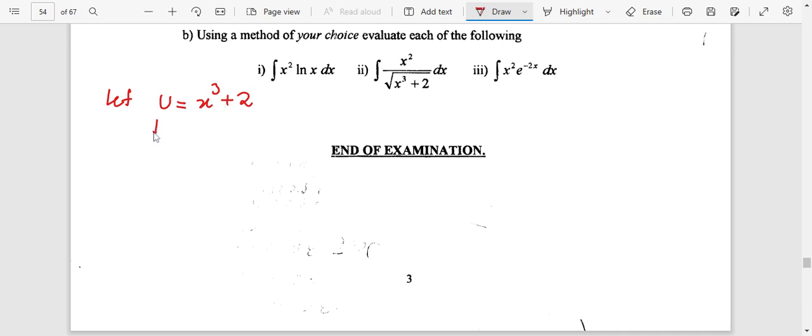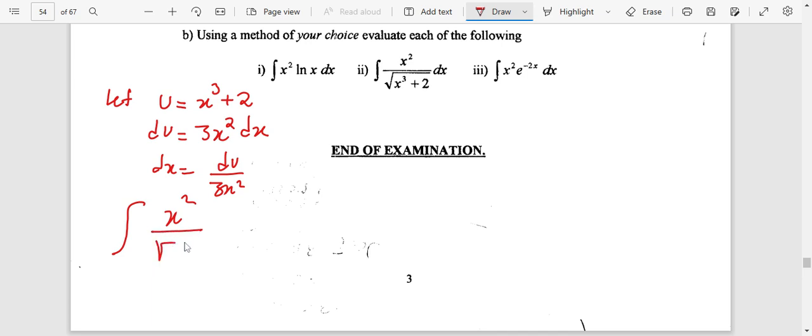And then we are going to differentiate. So du is going to be, if we differentiate x cubed, that is going to be 3x squared. If we differentiate 2, that will be 0. Every time you differentiate, don't forget to add the dx. So my aim is to make dx the subject of the formula. That is going to be du divided by 3x squared. Just divide both sides by 3x squared. Then the integral becomes x squared divided by square root.